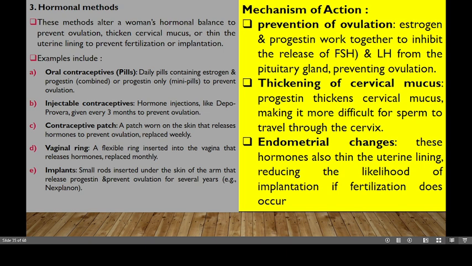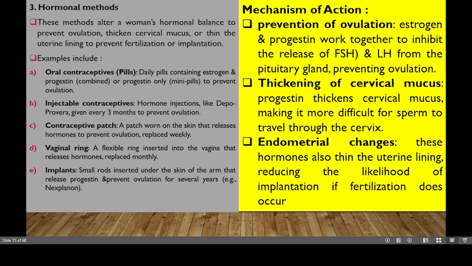All right, that takes us to the third group of methods. Remember, number one, we were looking at natural methods. Then we looked at barrier methods. And now we are proceeding to hormonal methods. These are methods which will alter a woman's hormonal balance to prevent ovulation, thicken cervical mucus, or thin the uterine lining to prevent any fertilization or any implantation from taking place.